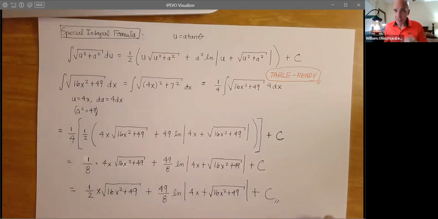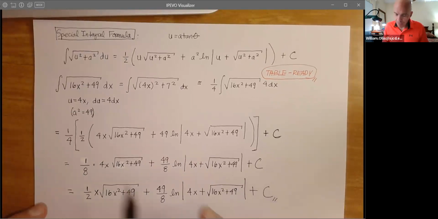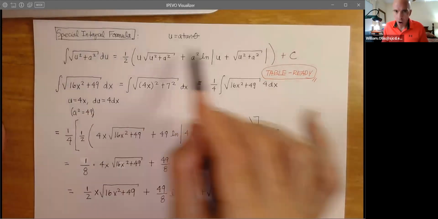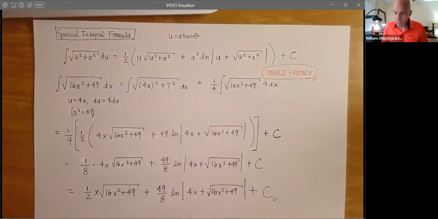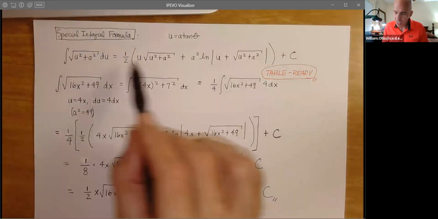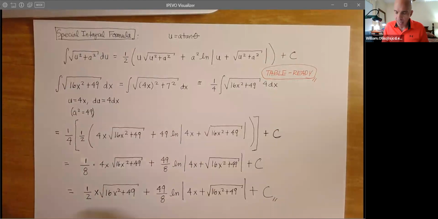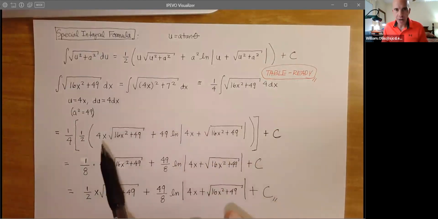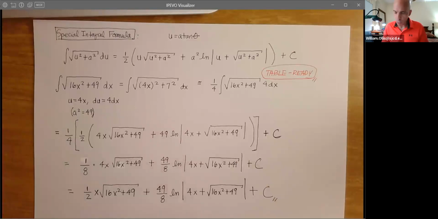Now, I will say this. This is quicker than going all the way from the beginning with the trig sub. I've taught you how to do the trig sub, but this is a standard formula. It's kind of like the quadratic formula. You can start over, or you can use the special integral formula to get practice using the table.